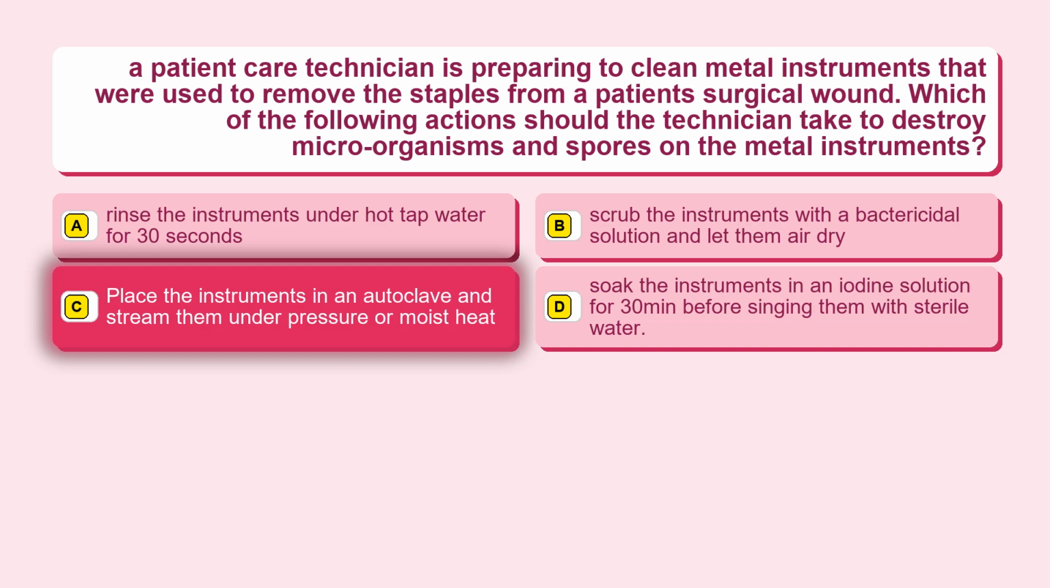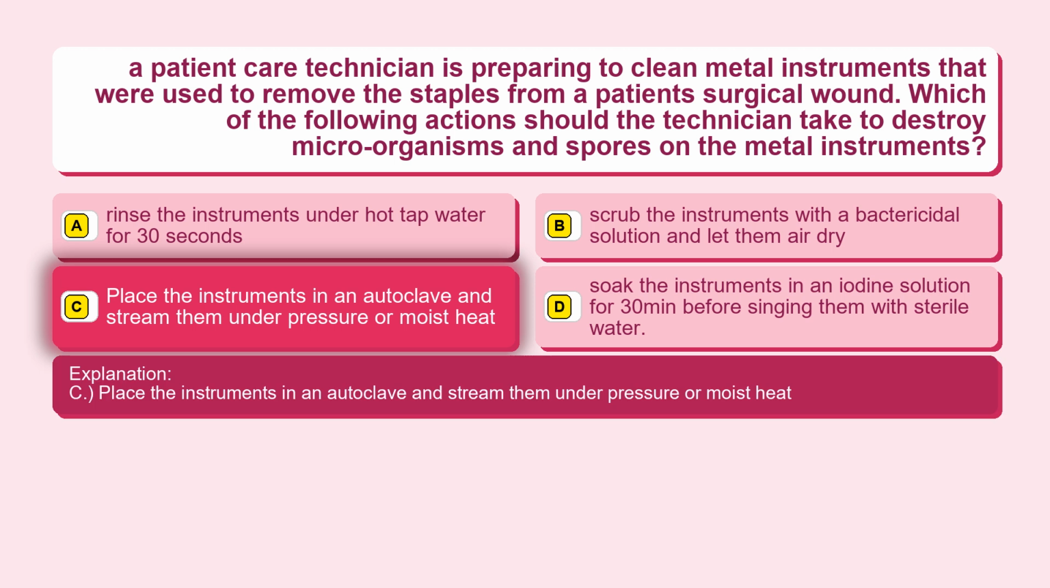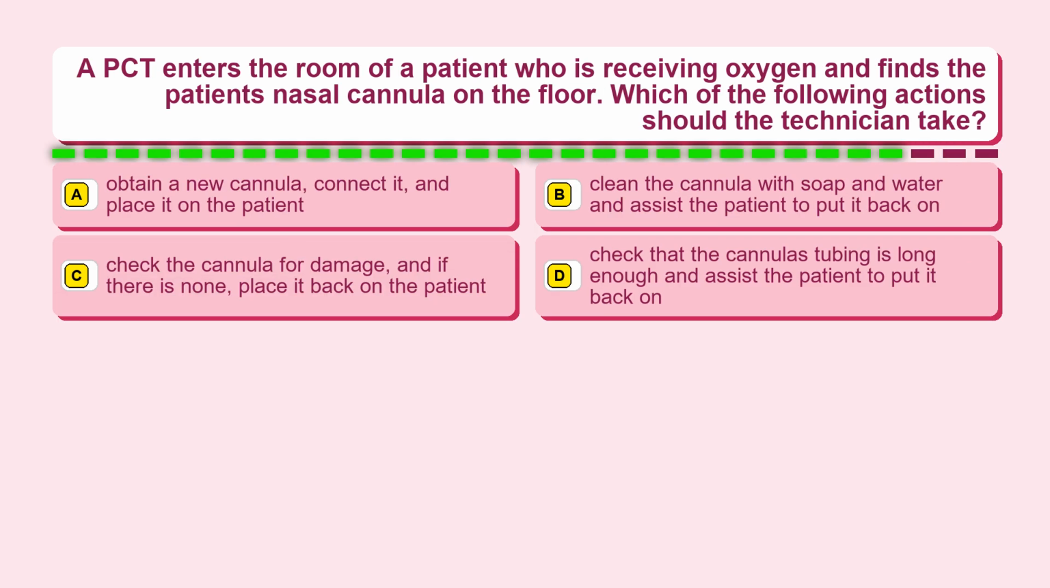The correct answer is option C, place the instruments in an autoclave and steam them under pressure or moist heat. Question 23. A PCT enters the room of a patient who is receiving oxygen and finds the patient's nasal cannula on the floor. Which of the following actions should the technician take?